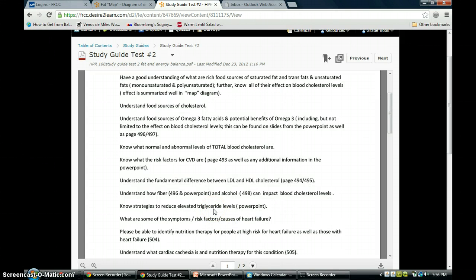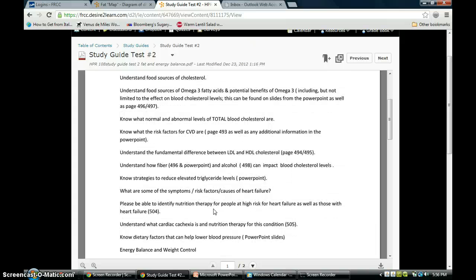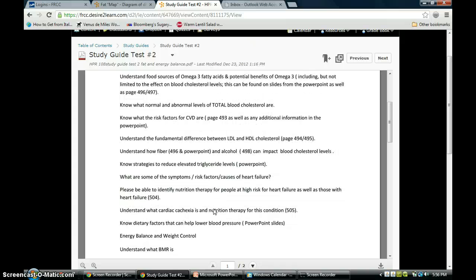Strategies to reduce elevated triglycerides. Remember, this is the kind of fat that's in the blood that really responds very quickly to changes in diet. And it's on the PowerPoint, just a couple things that people can do to lower their triglycerides fairly quick. This is pretty straightforward. So that's it for fat.